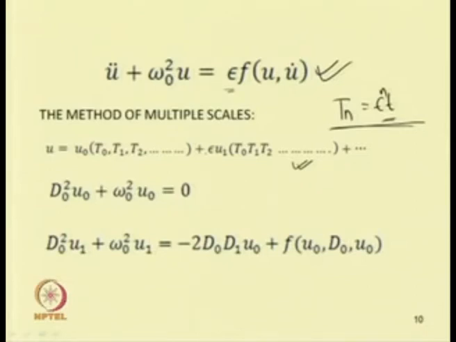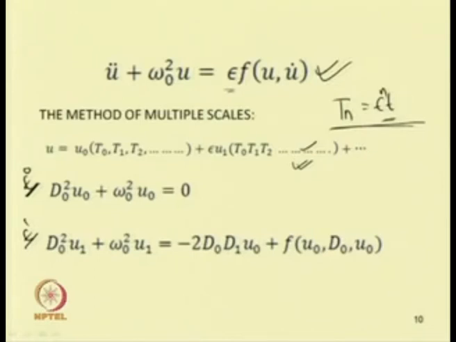So, by taking u equal to u0, which is a function of T0, T1, T2, plus epsilon u1, which is also a function of T0, T1, T2, and substituting this in the original equation, that is u double dot plus omega 0 squared u equal to epsilon f of u dot, and separating the orders of epsilon, this is for the order of epsilon to the power 0 and this is the order of epsilon to the power 1. So, the equation reduces to this form, that is D0 squared u0 plus omega 0 squared u0 equal to 0. Similarly, D0 squared u1 plus omega 0 squared u1 equal to minus 2 D0 D1 u0 plus f(u0, D0 u0).